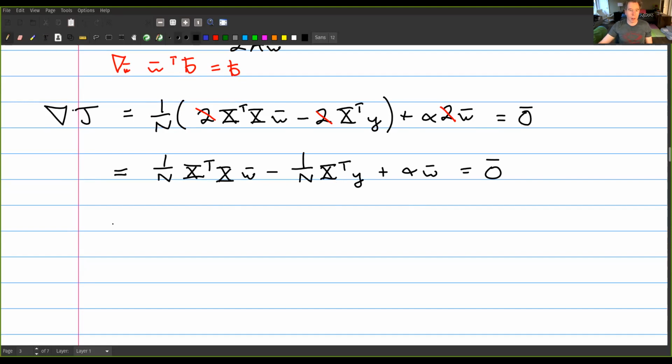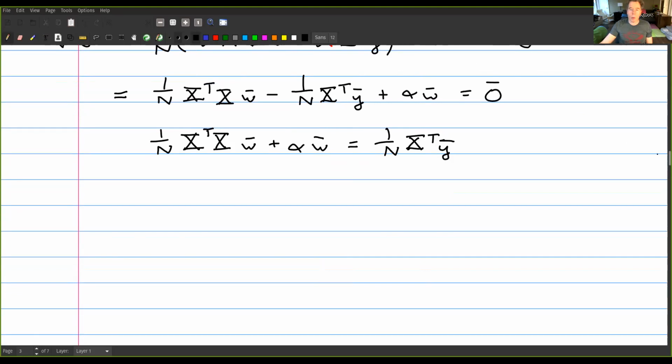So now we want to collect all the terms that have w and put the other thing on the other side. So I'm going to write down a new equality. This is 1 over n times X transpose X w plus alpha w is equal to 1 over n times X^T y. I keep forgetting to write the bar over this y. So when we did this earlier in the semester and there was no regularization term, this was not there, and then those 1 over n's canceled out. But now they don't cancel out.